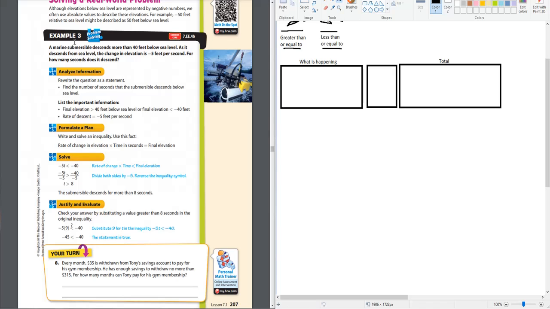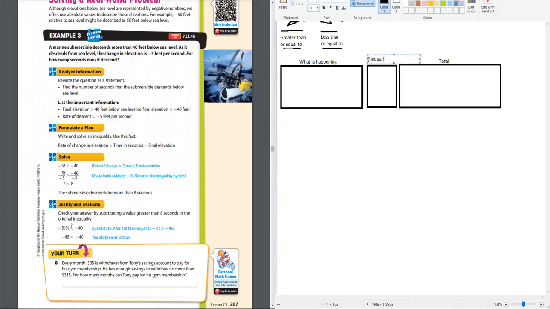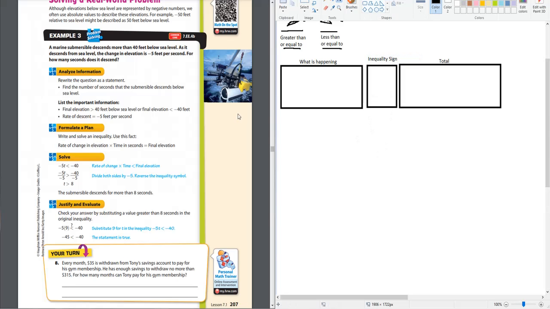So here, a marine submersible descends more than 40 feet below sea level. As it descends from the sea level, the change in elevation is negative 5 feet per second. For how many seconds does it descend? Okay, so the first thing I usually look for is the total. Oh, and this is the inequality sign. So the first thing I'm going to look for is the total.